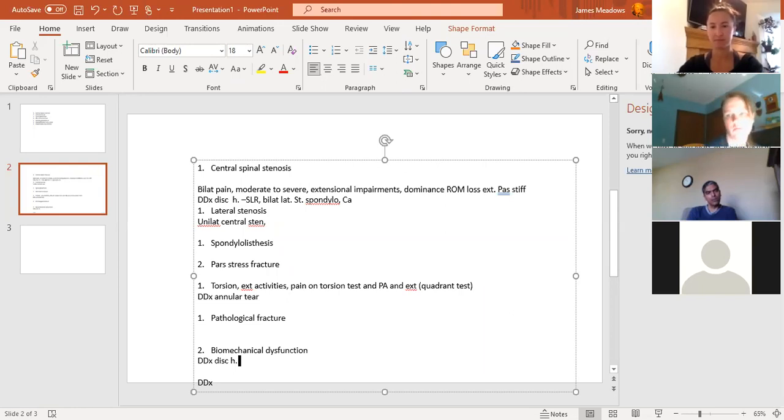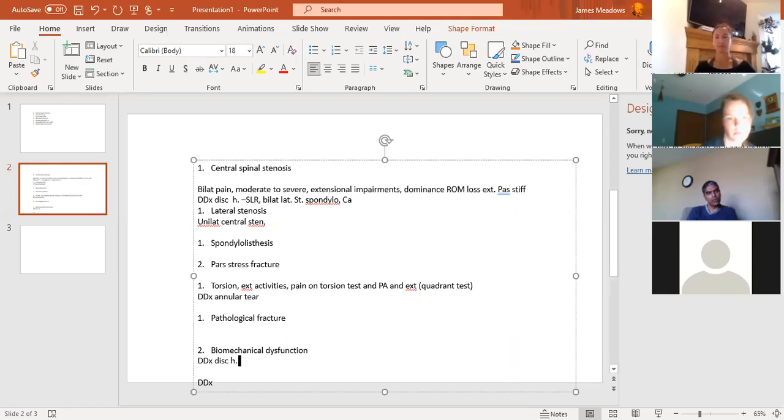So now we look at a disc herniation and say, okay, what's the criteria for diagnosis of a disc herniation? And now it becomes a positive straight leg raise is a must with a disc herniation, or a femoral nerve stretch, which is unusual. So we're looking at a very positive straight leg raise. We're looking at the PAs being severe, which it will be for this. And there may even be a deformity for this.